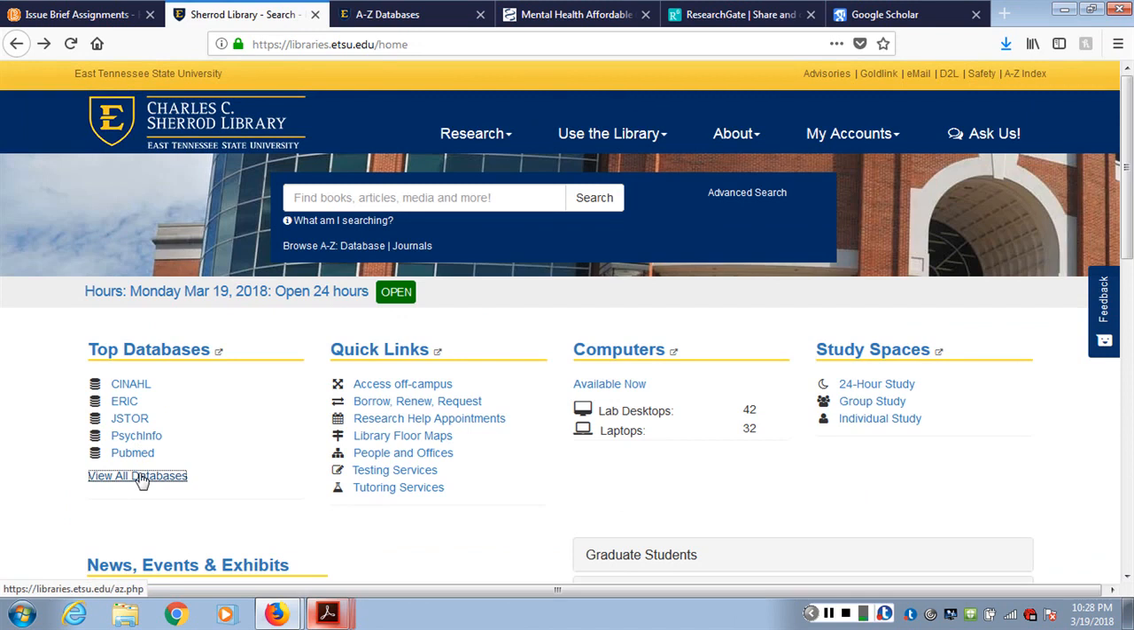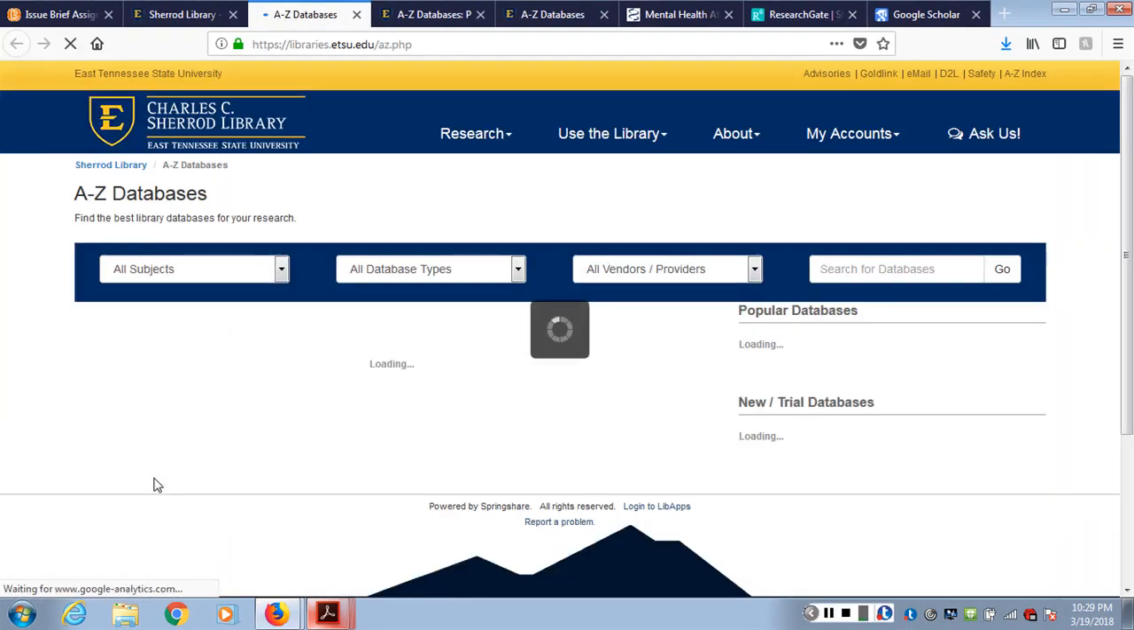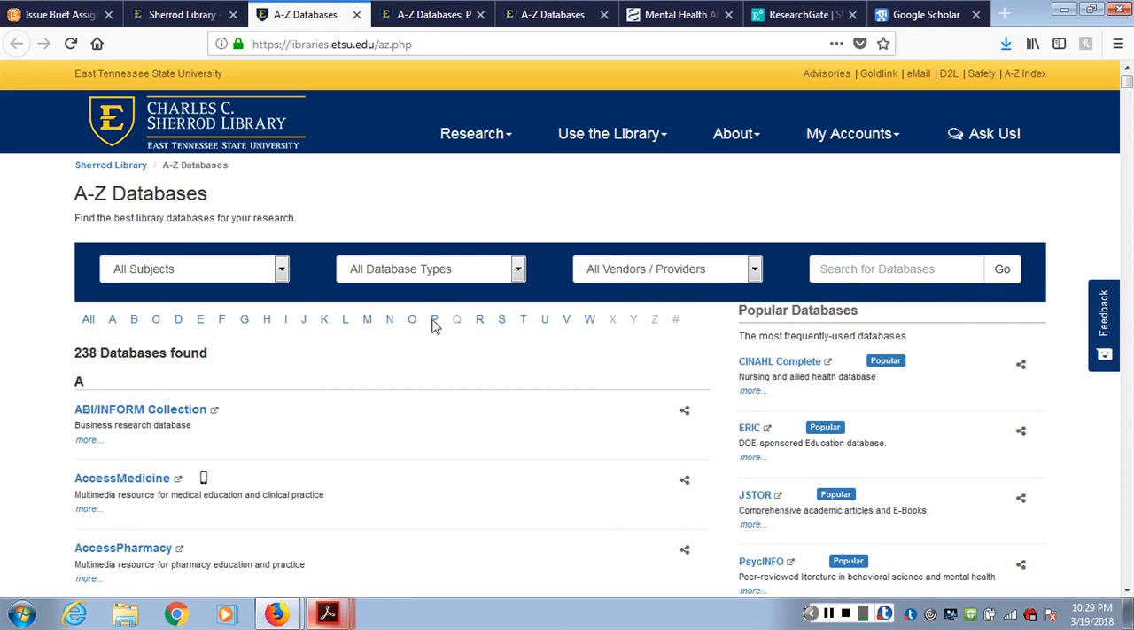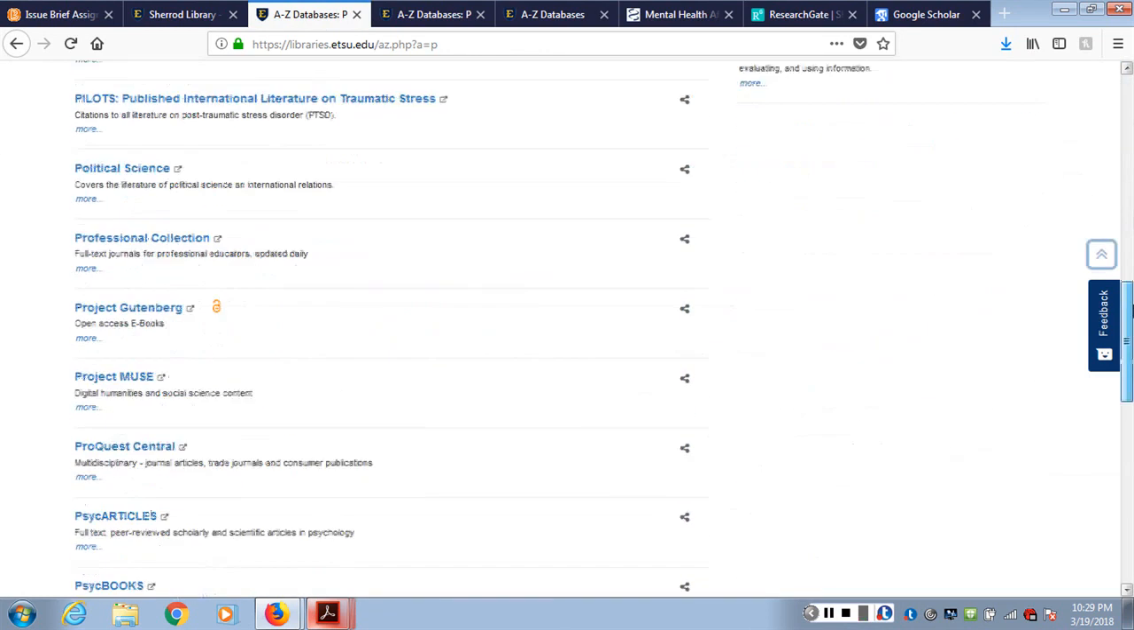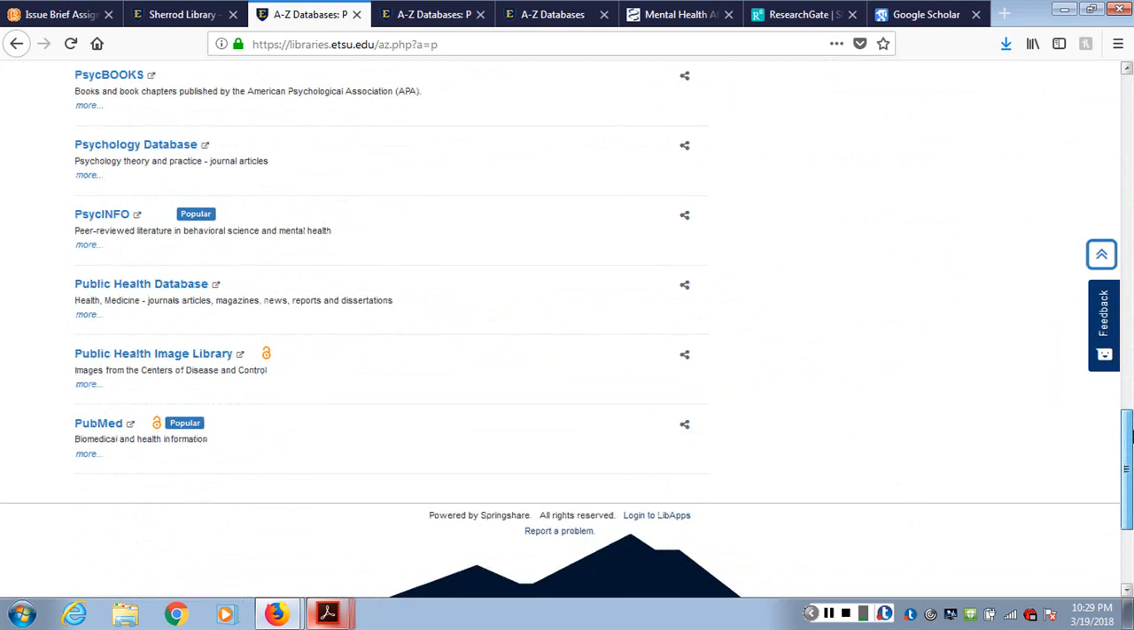And I believe there's also a database in here that's nothing but public health images. So let's look for it. We'll go over to View All Databases, scroll over to P for public health. We'll scroll down, and if you're needing infographics, Public Health Image Library, there you go. We also have Public Health Database. So plenty of information there.